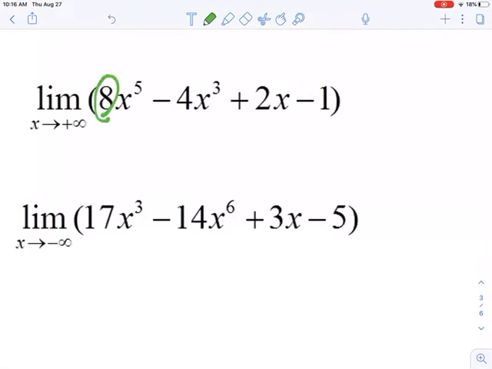Okay, so here I'm asking you for the right end behavior, and it looks like we have a positive leading coefficient of odd degree, so the right is going to be rising.